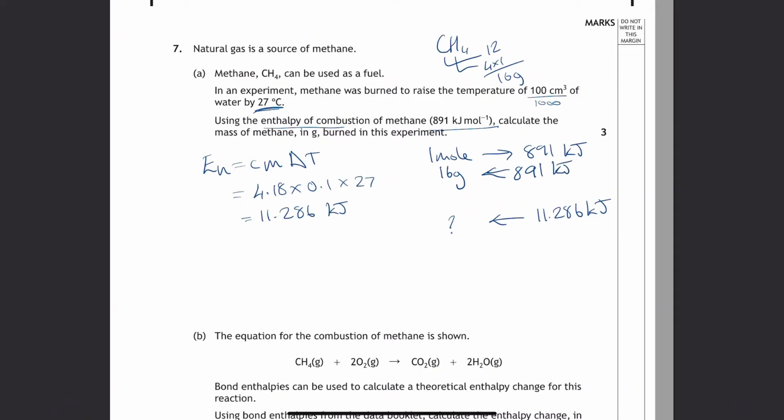So we're going to scale to 1 kilojoule. I always just scale to 1 on the side I'm scaling on. So it'll be 16 over 891, and then we multiply up to the amount of kilojoules we need. So it's essentially the same as using direct proportion if you were trying to work out the enthalpy of combustion, but we're just doing it the other way around. So 16 divided by 891 times by 11.286. So that means we need 0.203 grams of methane to get that much energy.